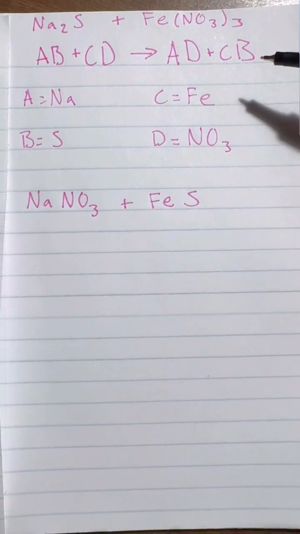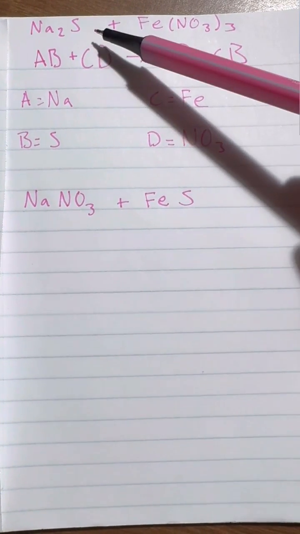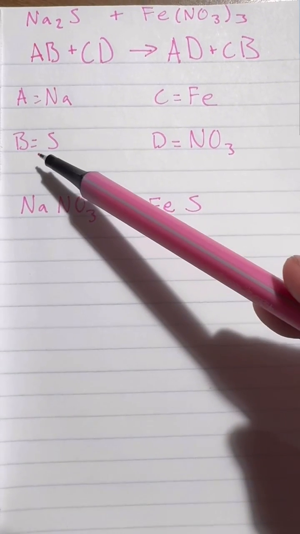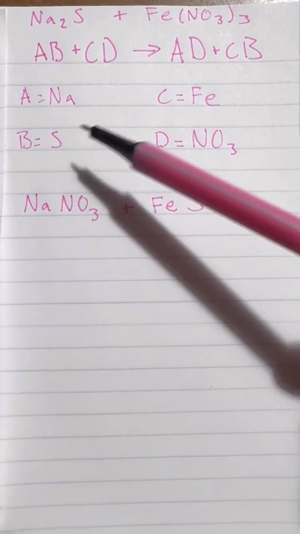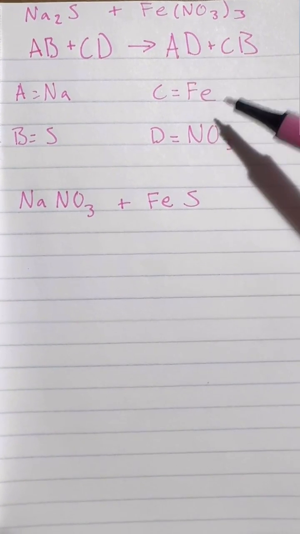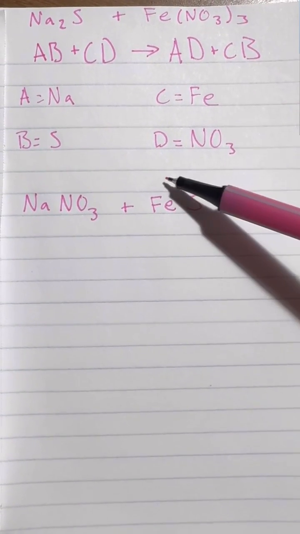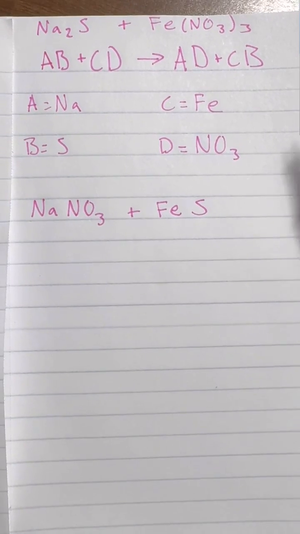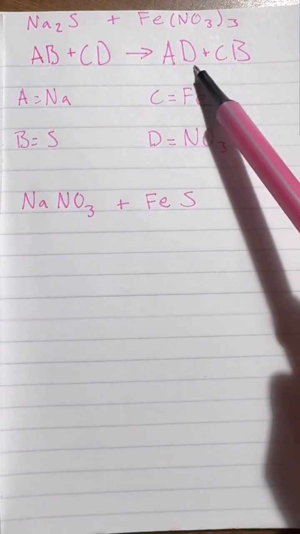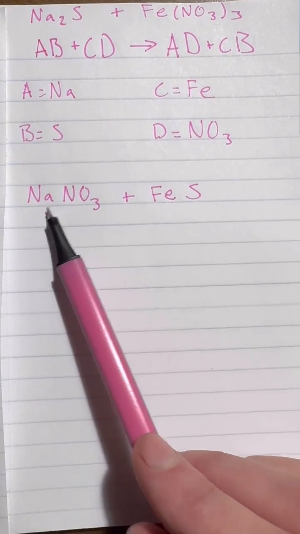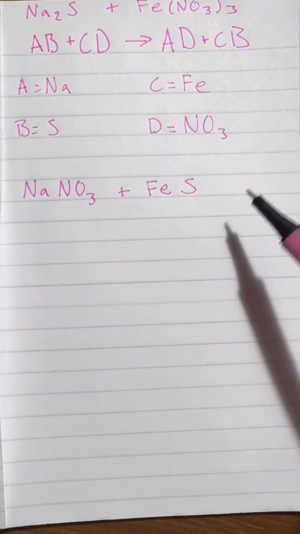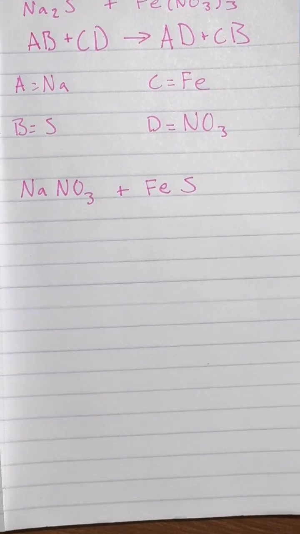So using our double replacement formula and our reactants, we can identify that A is going to be sodium, our first cation. B is going to be sulfur, our first anion. C is going to be iron, our second cation. And D will be nitrate, which is our second anion. And when we follow this formula of AD plus CB, that gives us NaNO3 plus FeS.